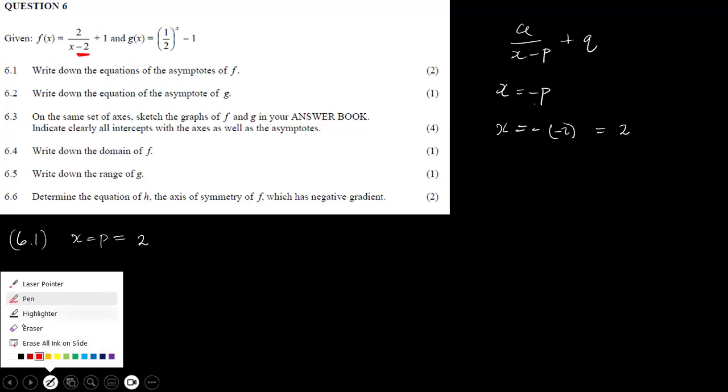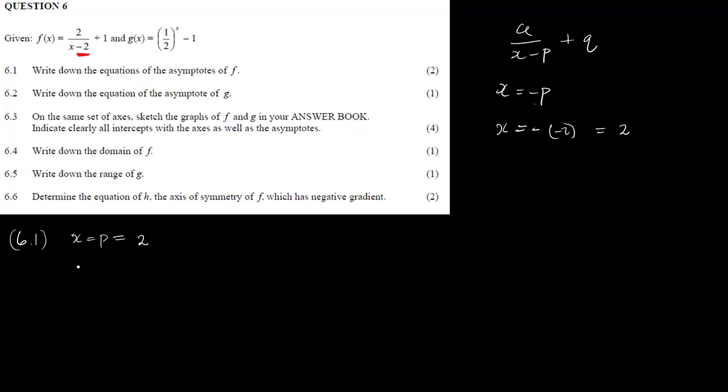And the second equation of the asymptote is going to be y, which corresponds with the value of q. You don't need to write this, I'm just writing it for the sake of clarity. You can just say y is equal to q. In this case, it is equal to +1. We can see it right there on the graph. So these are the equations of asymptotes.